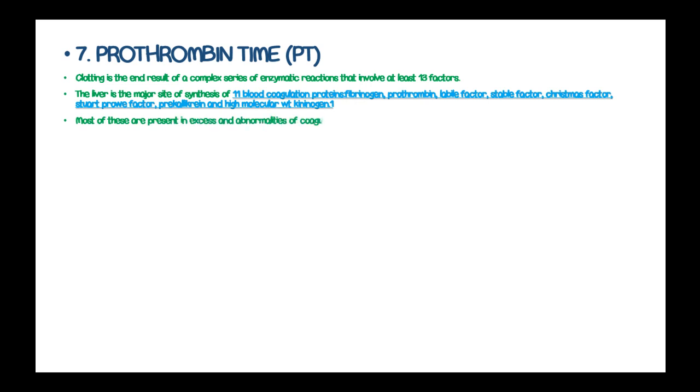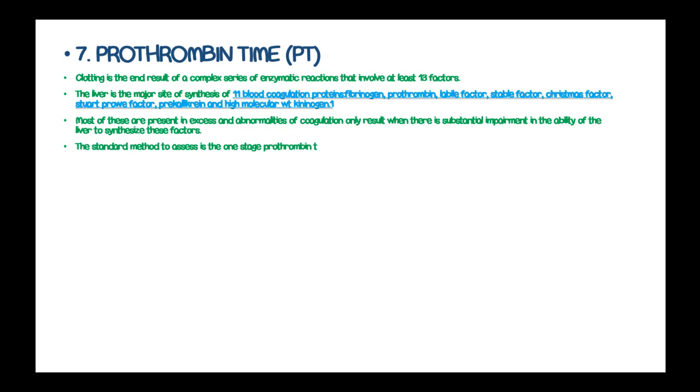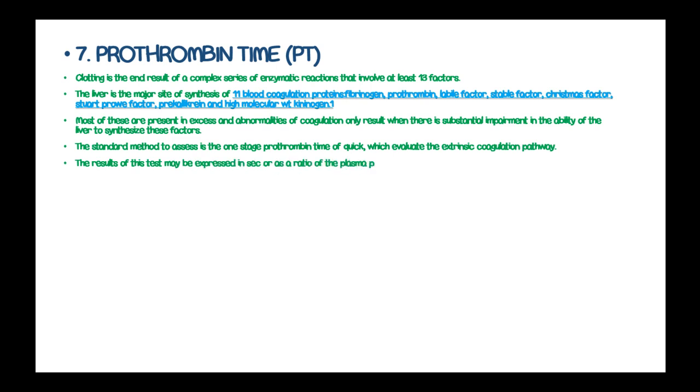Most of these are present in excess, and abnormality of coagulation only results when there is substantial impairment in the ability of the liver to synthesize these factors. The standard way to assess these is the one-stage prothrombin time of Quick, which evaluates the extrinsic coagulation pathway. The results may be expressed in seconds or as a ratio of patient plasma prothrombin time to control plasma time.